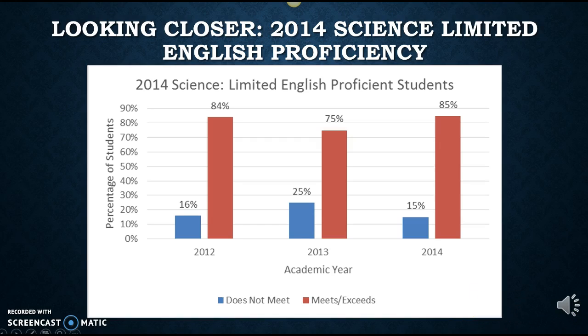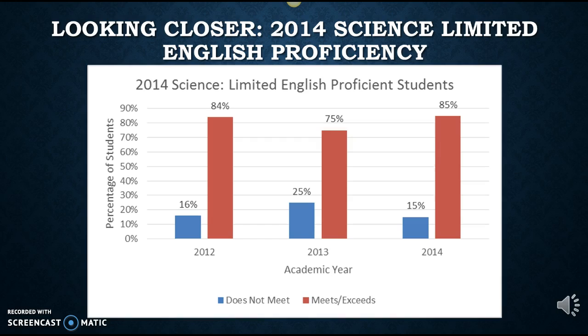All right, drilling down more with our subgroups and looking closer at the 2014 Science CRCT results, and looking at the limited English proficiency students, you can tell over 2012, 2013, 2014, the does not meet went from 16% up to 25, back down to 15%, and that again is for the does not meet. And then for the meets or exceeds, in 2012 was 84%, 2013 was 75%, and in 2014, 85%.